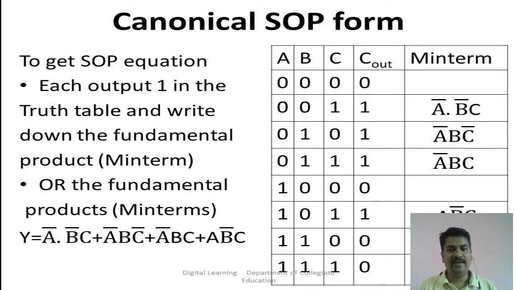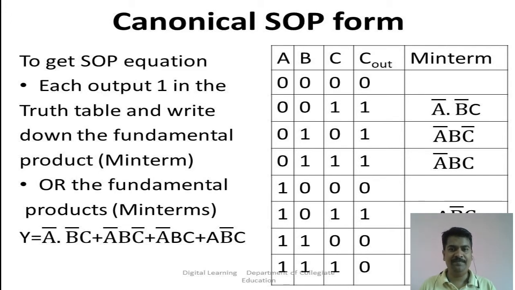So the second identified output 1 is for this combination 0, 1, 0. For this, if I write a minterm, it is A bar, B, C bar. And the third combination for which the output is 1 is 0, 1, 1. That is A bar, B, C. And the last combination for which output is 1 is 1, 0, 1. I can write it as A, B bar, C. So now I have written all the fundamental product terms or minterms for the output 1.